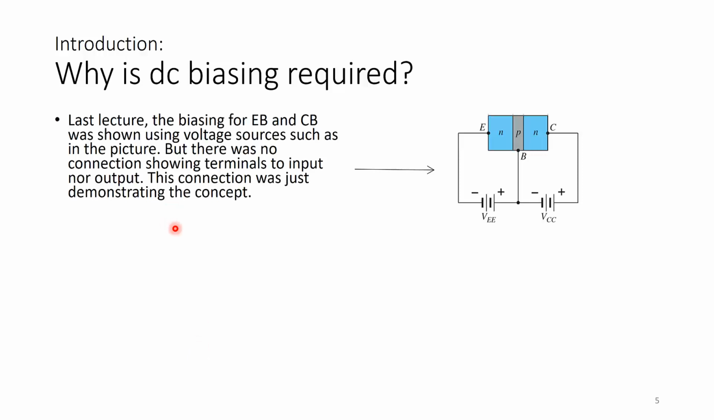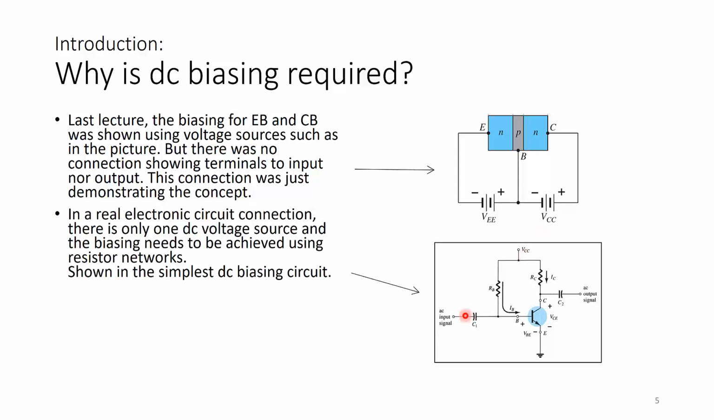Last lecture we showed the biasing of the emitter base and collector base junctions using voltage sources, as in the picture here. But there was no connection showing terminals to input or output. This was just demonstrating the concept, not an actual application of biasing the circuit. In a real electronic circuit connection, there is only one DC voltage source. We don't have separate voltage sources for VEE and VCC. We have one DC voltage source, and the biasing needs to be achieved using resistor networks.